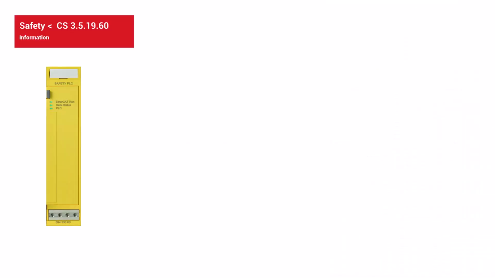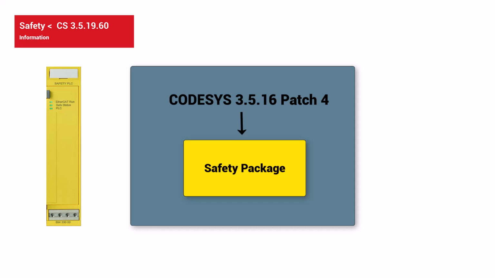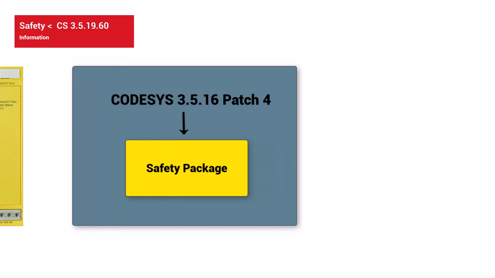If you wanted to use our safety PLC in the past, you needed a safety package from us. This was always linked to a specific CODESYS version, for example CODESYS 3.5.16 patch 4. This meant that it was not possible to use a newer version of CODESYS than the safety package. Not nice, but unavoidable at the time.